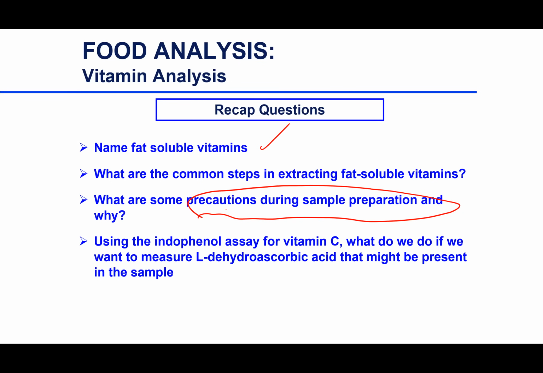Beta carotene is unbelievably sensitive to oxidation. I mean, you just have to kind of look at it hard and it starts to oxidize. So it's really, really hard to work with.